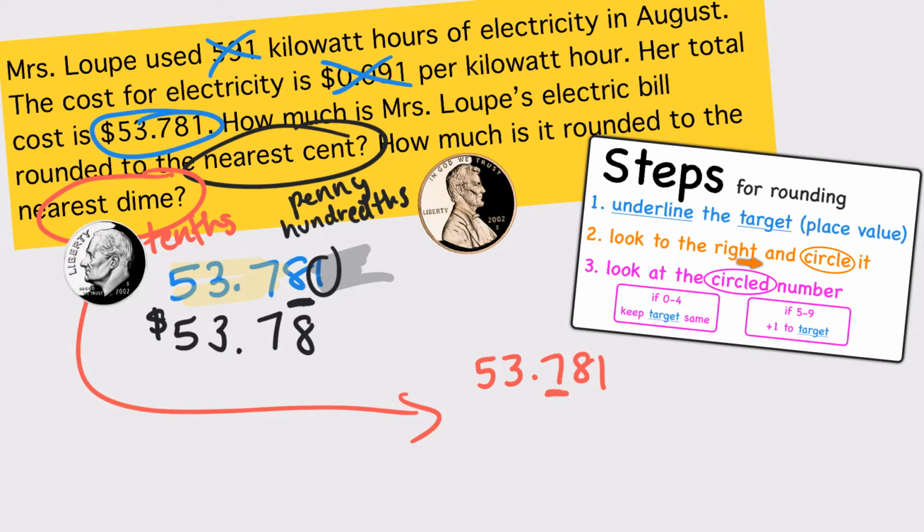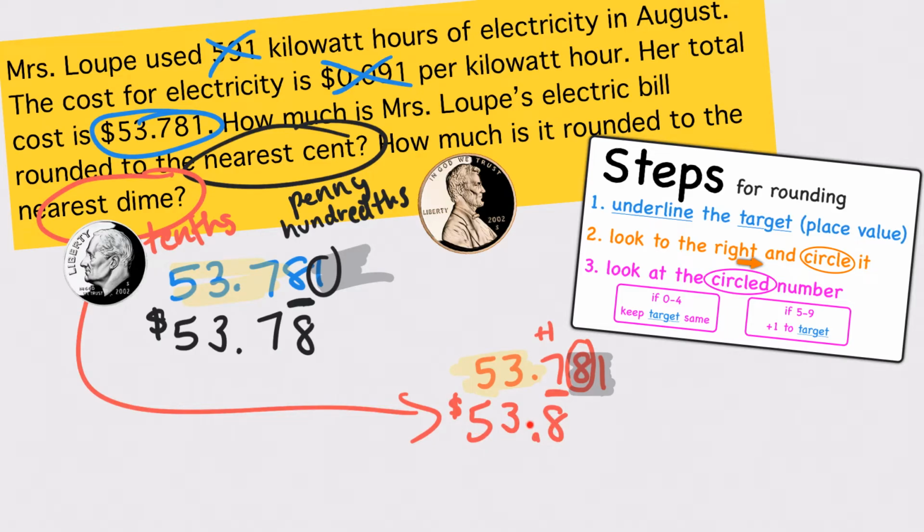Step 1, underline the target place value. That's the tenths. Step 2, look to the right and circle it. Step 3, look at the circled number. If it's between 0 and 4, it's not. If it's between 5 and 9, add 1 to the target. It is, so I need to add 1 to the target. And 1 plus 7 is 8. Everything to the left of the target comes straight down, and everything to the right of the target we leave behind. And I'll put a $ sign since this is money, and that's our answer.